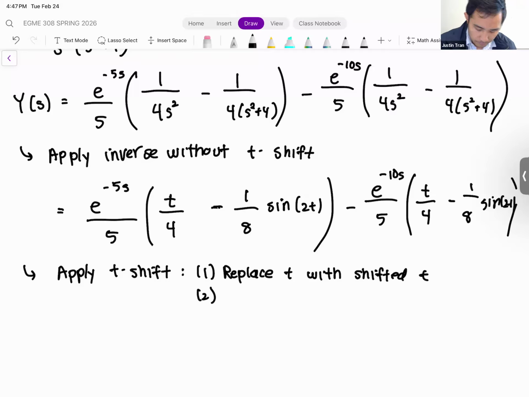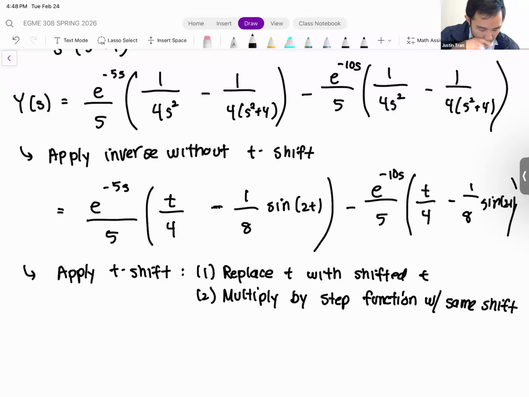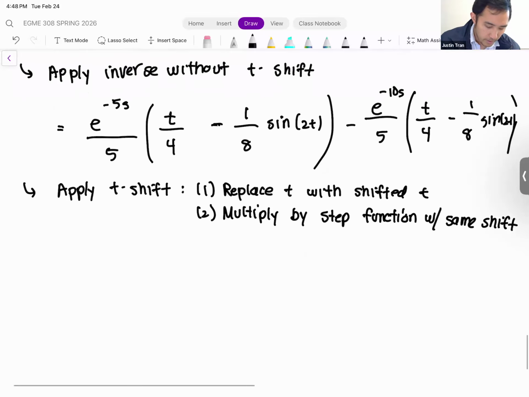Okay. Right, so I think that's probably the big one, the big one that most people remember. But don't forget the second step too, right? So the other step that we have to do when we apply our t shift is we have to multiply by a step function with the same shift. Okay. All right, so let's go ahead and do that. I'm going to go ahead and distribute the 1 over 5 through as well.